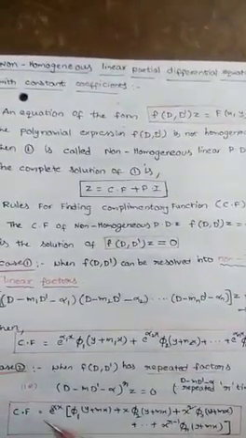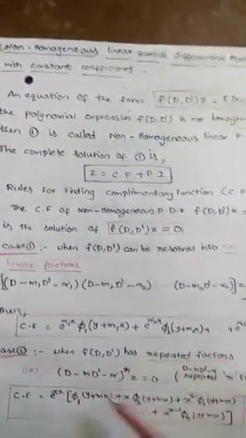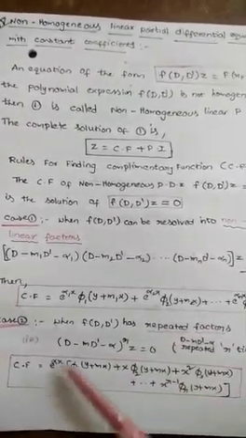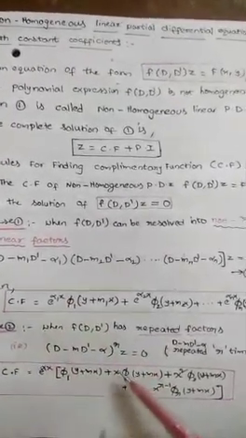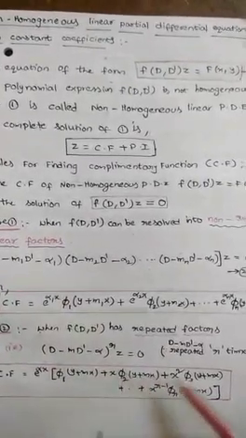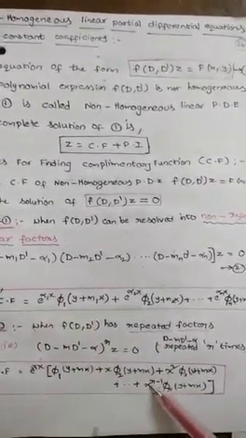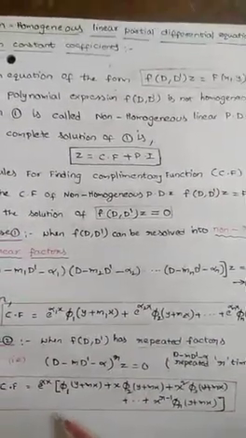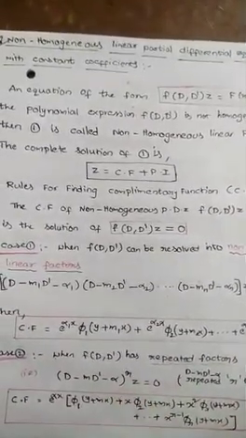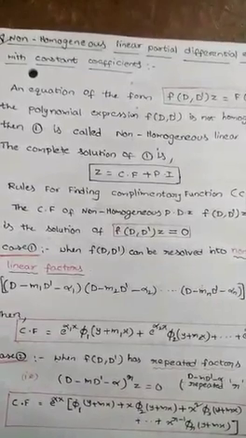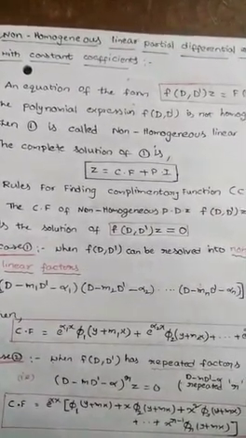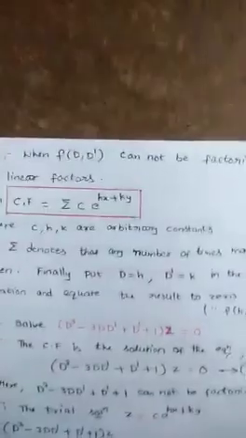Suppose f(D, D') has repeated linear factors, then we write the complementary function as above, but we include 1, x, x squared and so on for the repeated factors. That is the only difference between homogeneous and non-homogeneous. But in both non-homogeneous and homogeneous cases, the particular integral concept is the same, ditto.